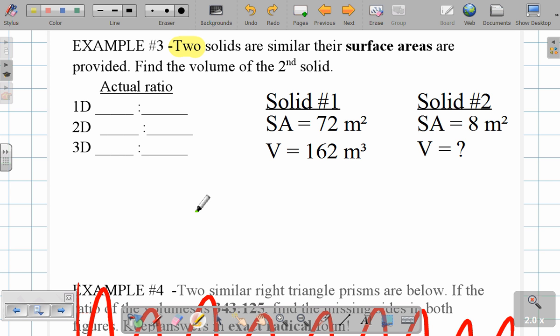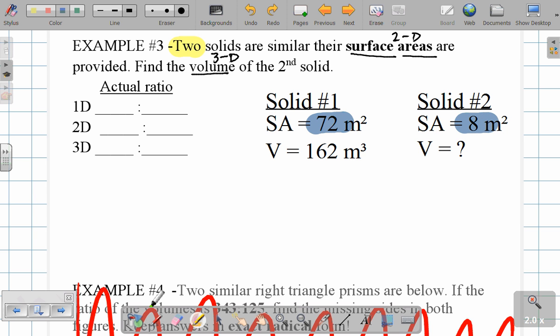Okay, guys, ready? Underline surface, immediately put 2D. Underline volume, put 3D. We're on number 3 next. Okay, this one, we have to work backwards.